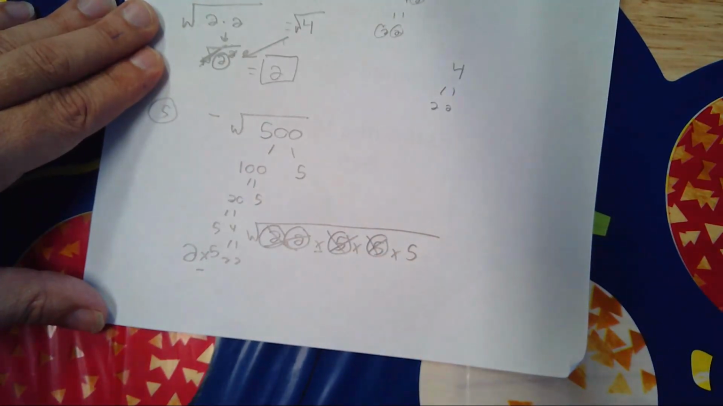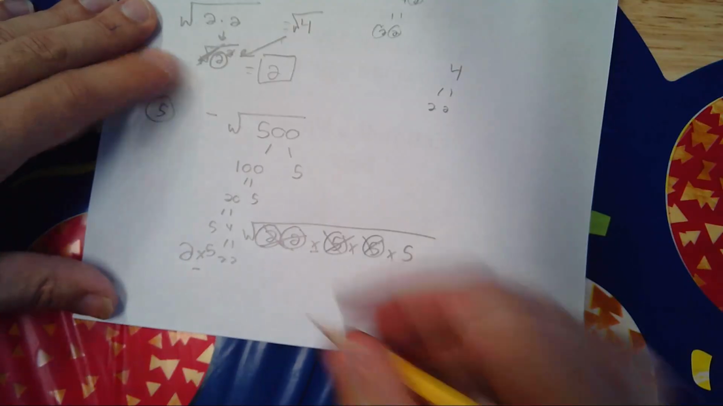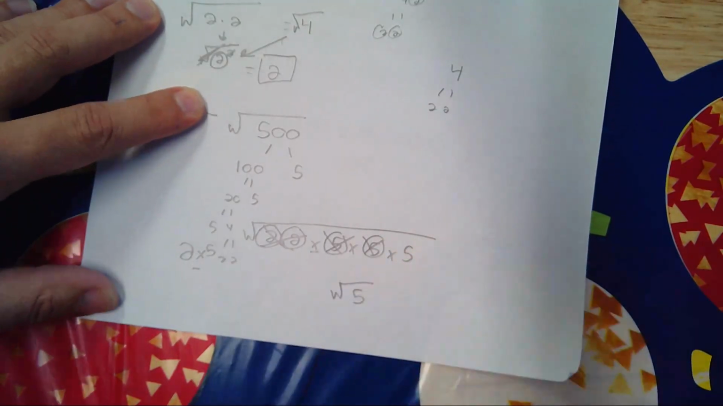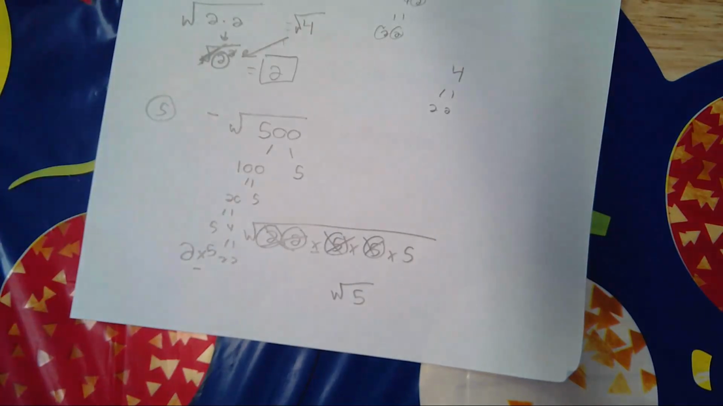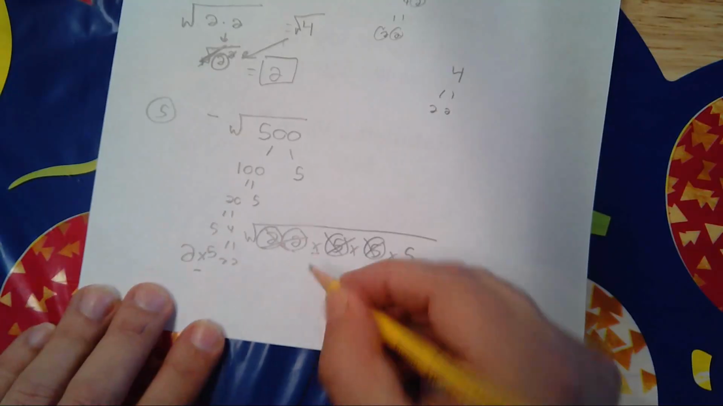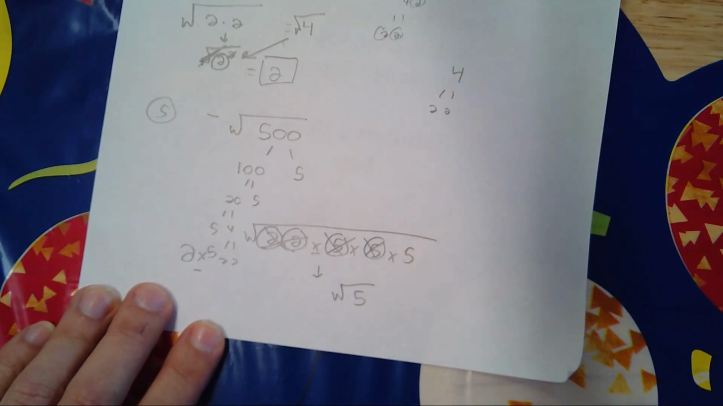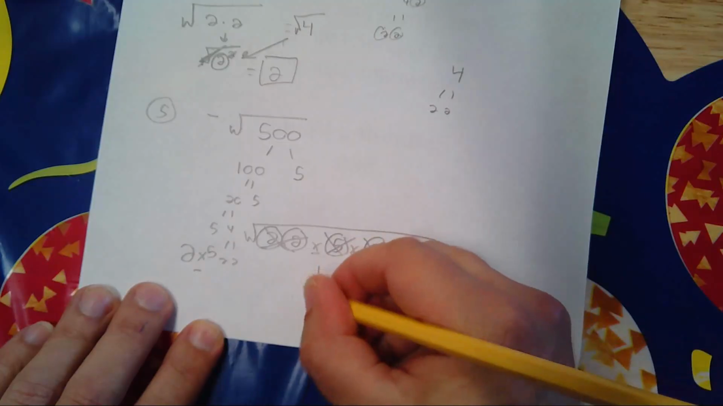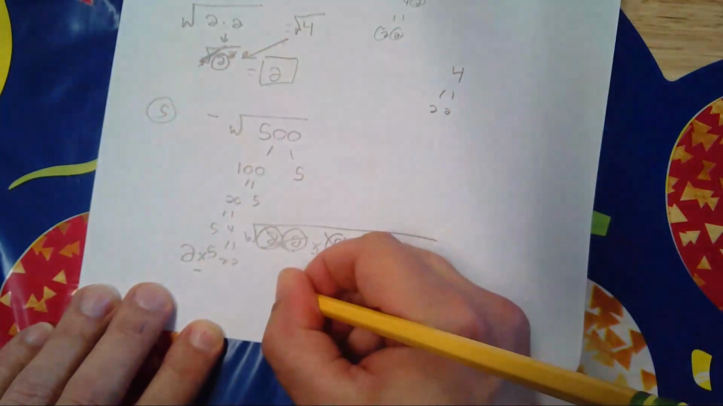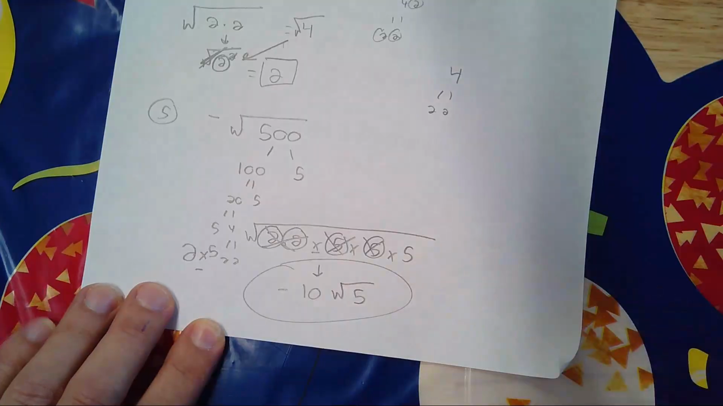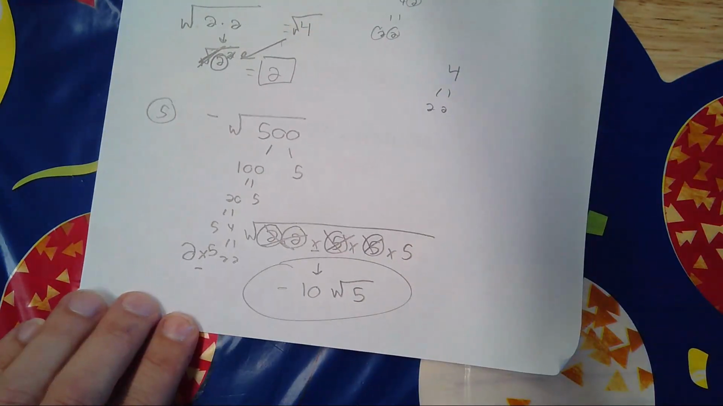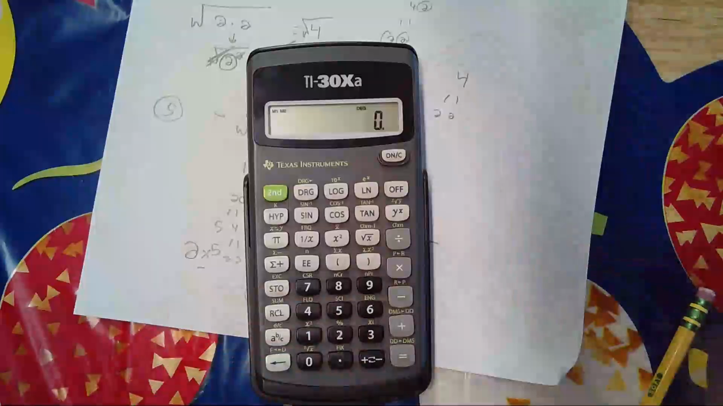What about this? Still in there. And it's going to stay in there because there's nothing else. It's prime. There's nothing I can do with it there, right? So that's part of my answer. What's going over here? 10. And then, of course, it was negative, so we'll throw a negative, but negative 10 root 5 would be the answer here.